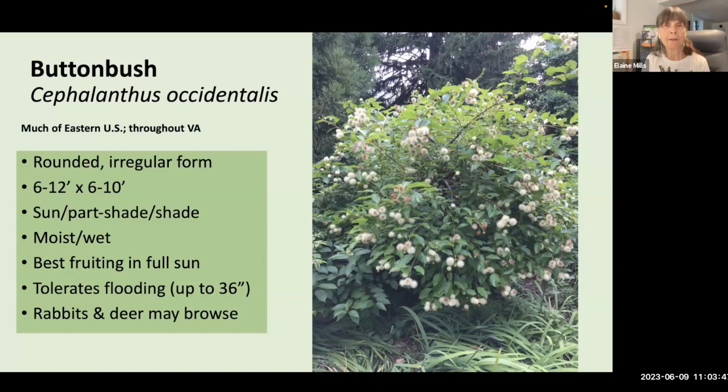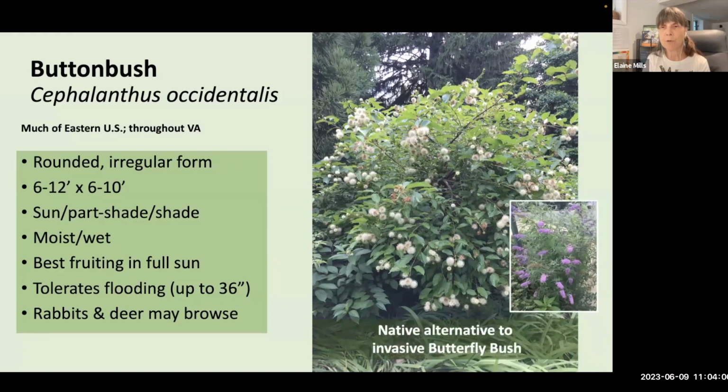Buttonbush, Cephalanthus occidentalis, has a rounded, somewhat irregular form and ranges from 6 to 12 feet in height. This is another shrub that can grow in a wide range of sun exposures. A great native alternative to the butterfly bush, which I mentioned earlier, that will only provide nectar, but not the full support for our butterflies.